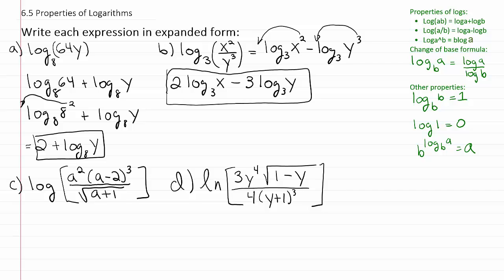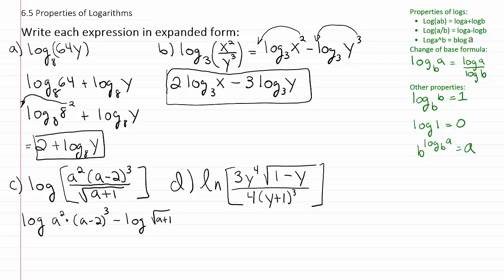Okay, let's go ahead and work out C now. So again, we have a fraction in C, but we have a whole bunch of other things going on as well. So C is a little bit complicated. Let's start with the fraction though. The fraction can be written as a difference of logs. So we'll go ahead and say log of a squared times a minus 2 to the third power minus log of the square root of a plus 1. So that's the first step. We turn the fraction into subtraction, right?